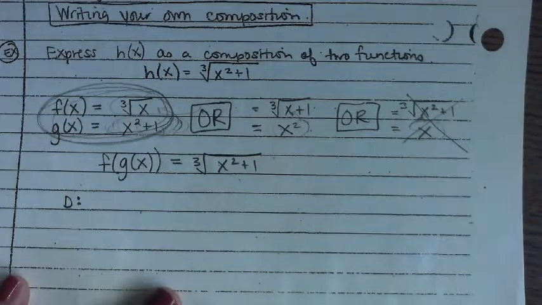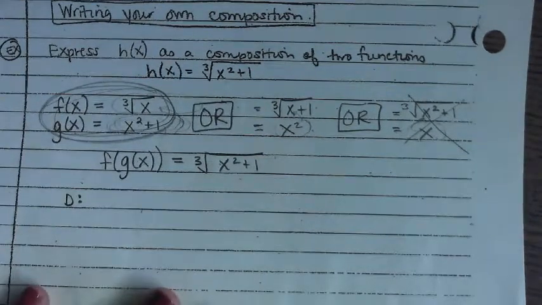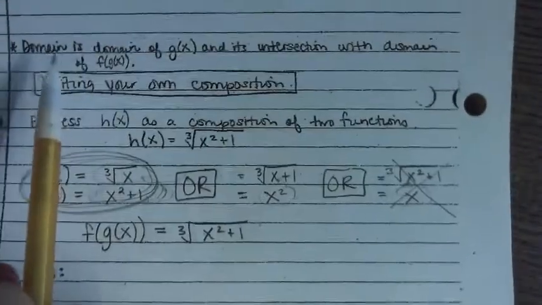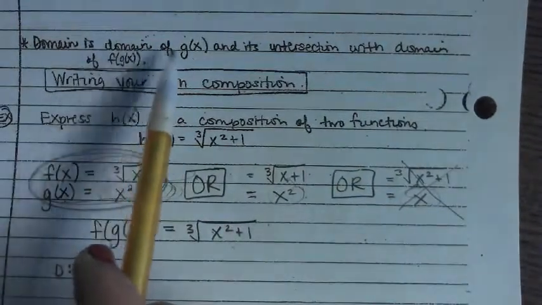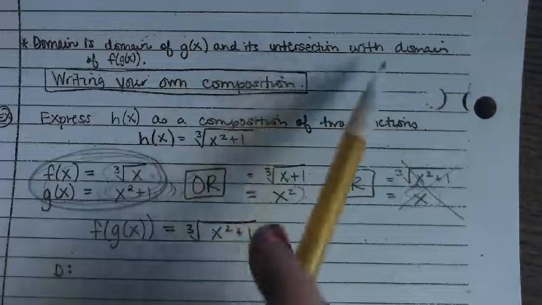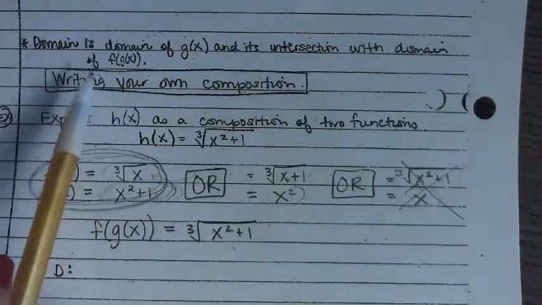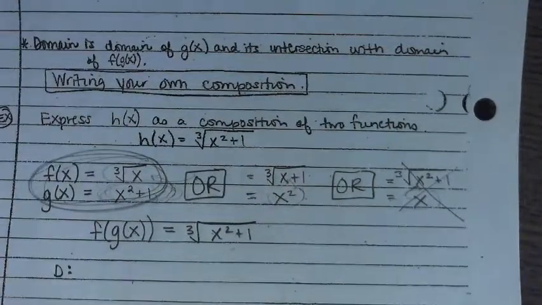Raise your hand when you think you know. Remember this little stipulation here. The domain is the domain of g of x and its intersection with the domain of f of g of x.